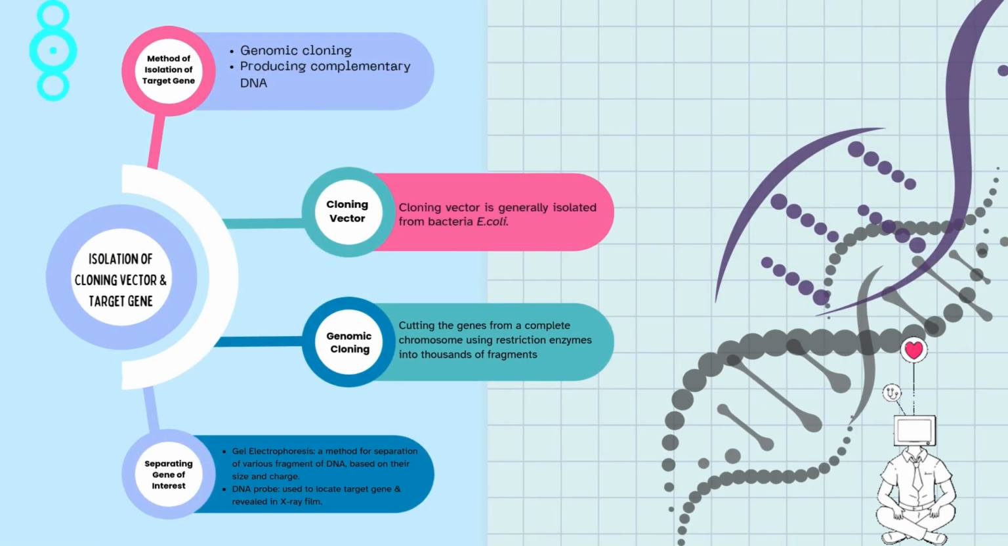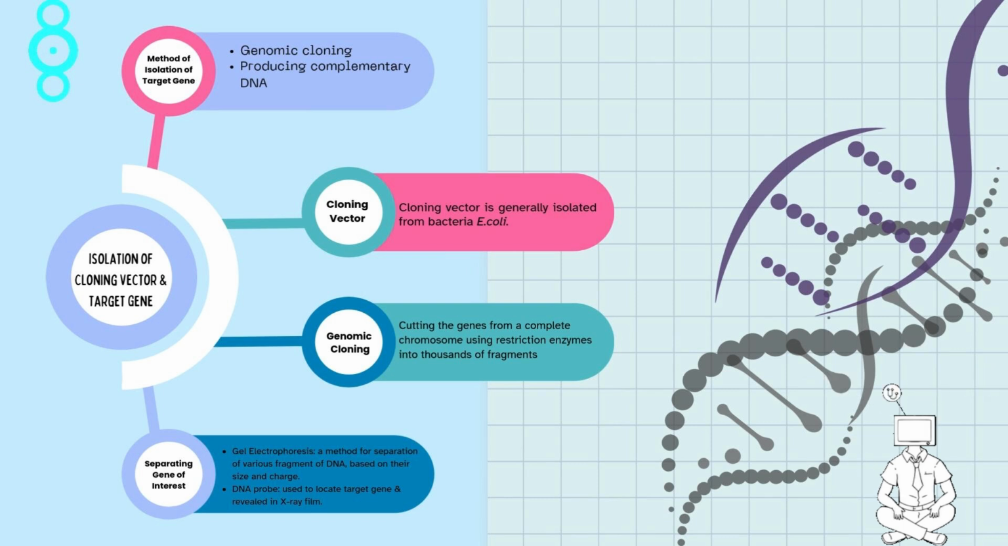There are a few steps in accomplishing this process. First is to isolate the cloning vector, which is usually a plasmid from E. coli bacteria, and the target gene. There are 2 known methods in isolating the gene of interest, which is genomic cloning and producing complementary DNA. Genomic cloning is the process of cutting genes from a complete chromosome using restriction enzymes into thousands of fragments.